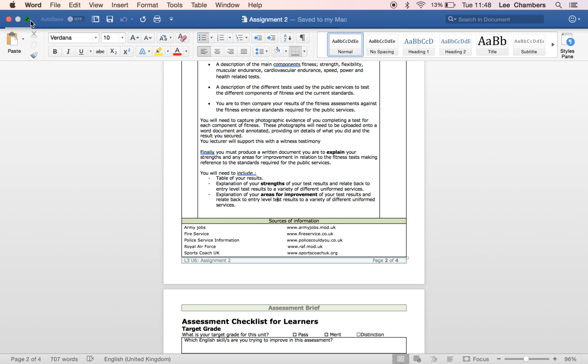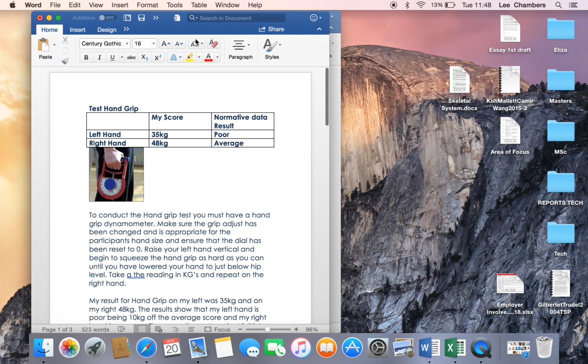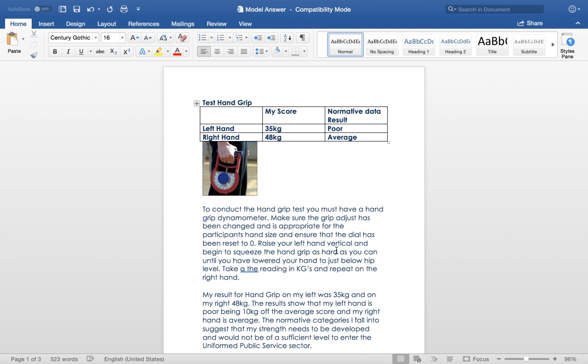So if we look at my model answer, what I haven't done yet is, I would get a referral, and the reason why I would get a referral in mine here is because I haven't described the component of fitness. We're doing the hand grip, so I should describe the component of fitness, which is strength. So first of all, that's what I should do. You can see I've got a table of results though. Here are my hand grip scores, this is my score against the normative data, so you should be putting this in.